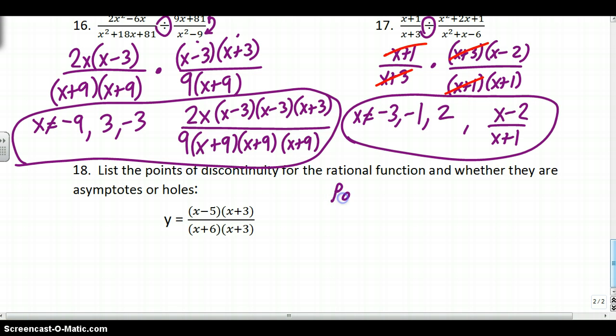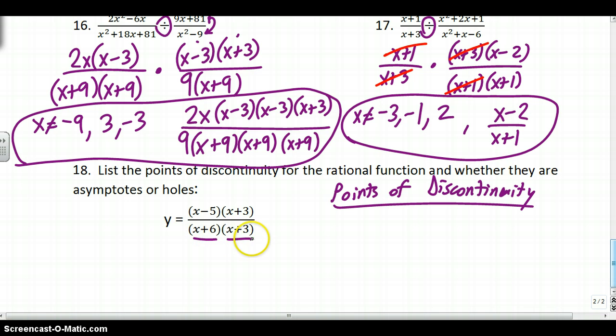Points of discontinuity, or as some of you like to call them, pods. Points of discontinuity. Yeah, I'm spelling that right. Points of discontinuity, you just need to check and see where the denominator would equal 0. It's going to happen in two places, at x equals -6 and at x equals -3. Those are your points of discontinuity.